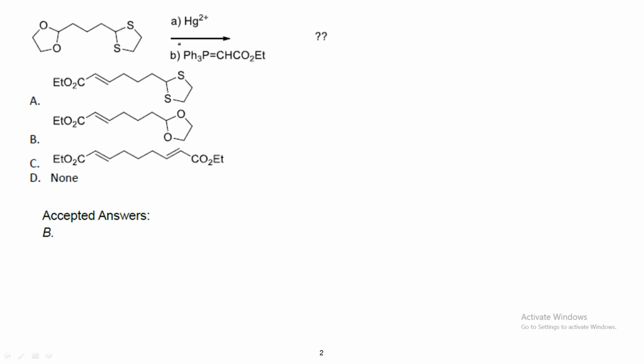And the second step is the Wittig reaction, and you can see this is a stabilized Wittig, so it would give us an E isomer. That much we can say just from looking at the reagent. If we correlate with that, you can see the oxygen part in A is unreacted, but in the presence of Hg2+ that is not possible. So that's how we can eliminate A.